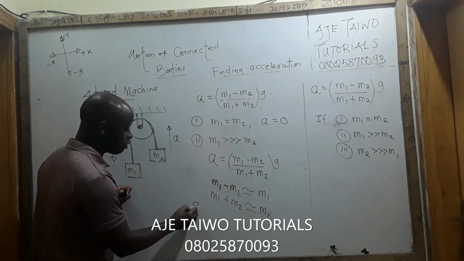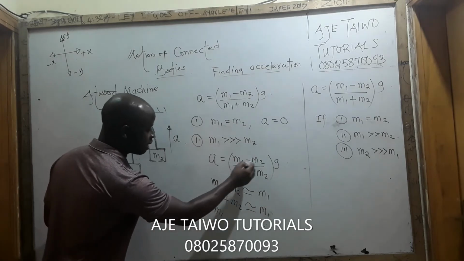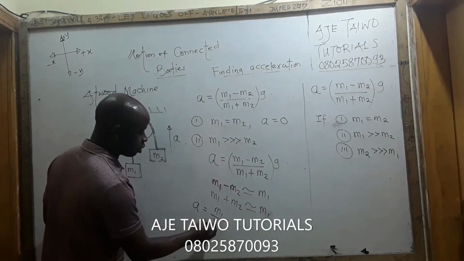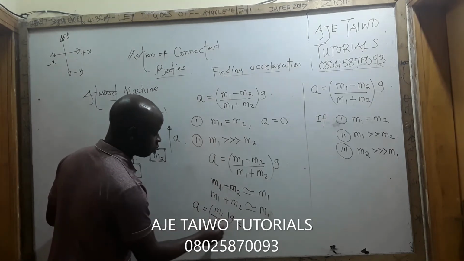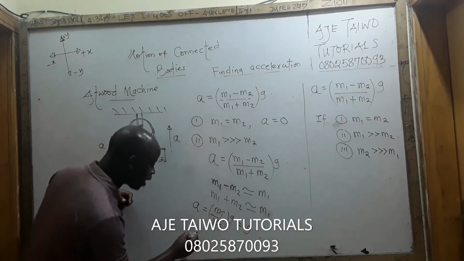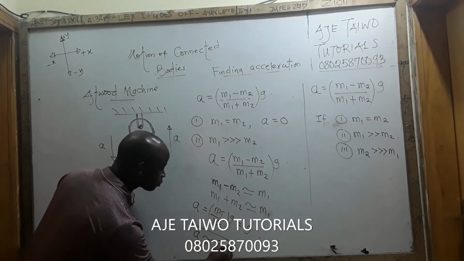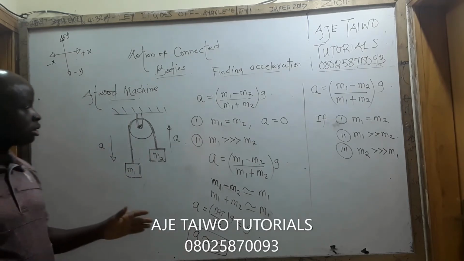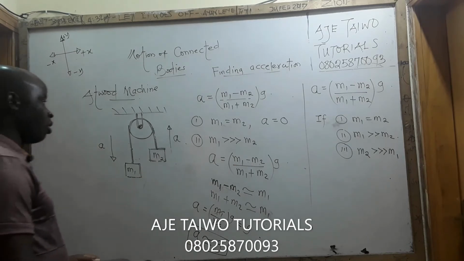Therefore, A will become m1 minus m2, which is m1, over m1 plus m2, which is m1, times g. And the answer is g. So A is approximately equal to g if m1 is far greater than m2. You have to watch that.